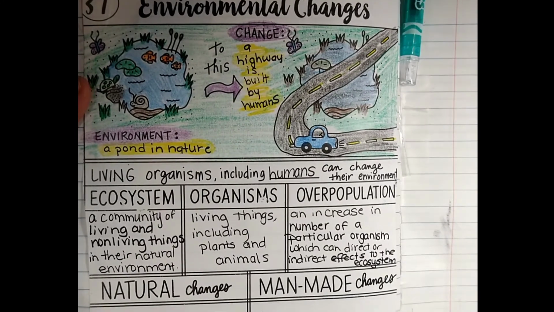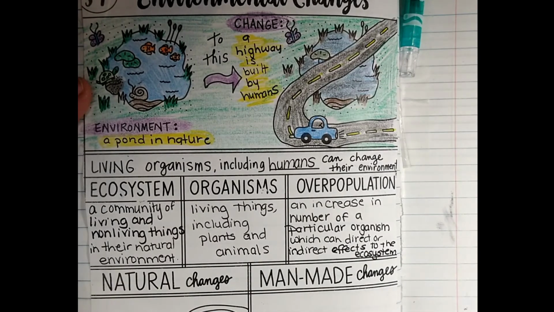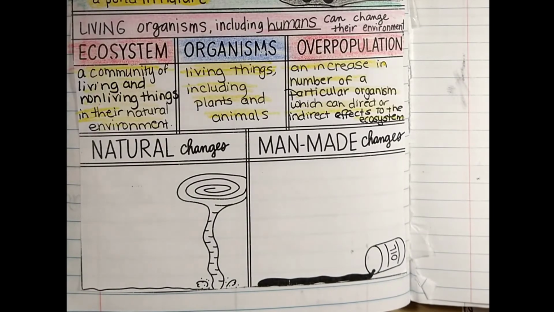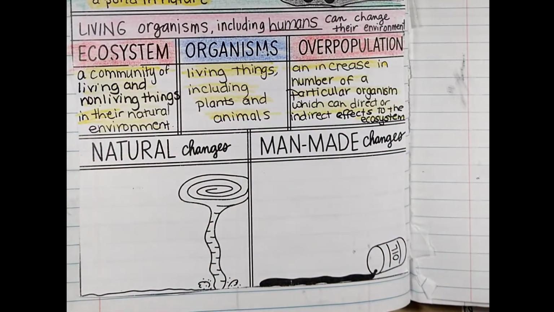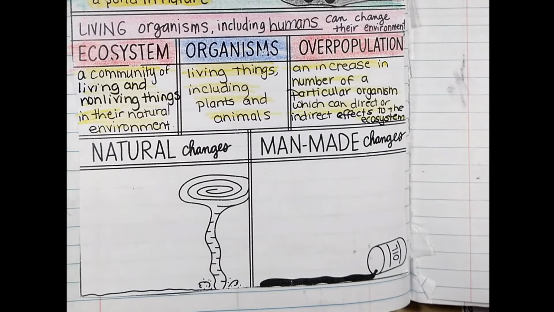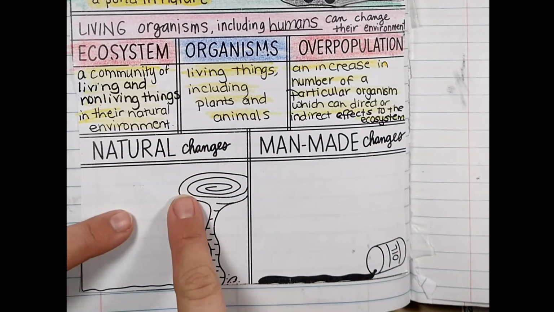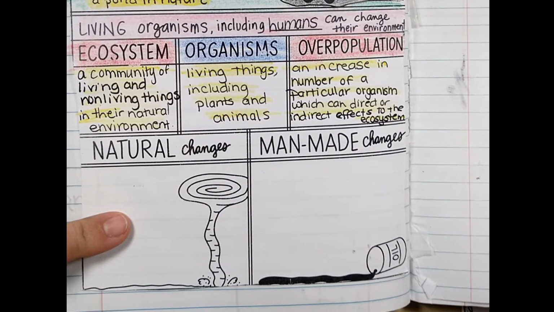All right, so I'm going to color this. I'm going to pause it. If you would like to color, you may. If not, I'll be back in a second. All right, and we're back. So not only can humans or organisms affect an environment, but nature can affect the environment as well. Now, how would that work?